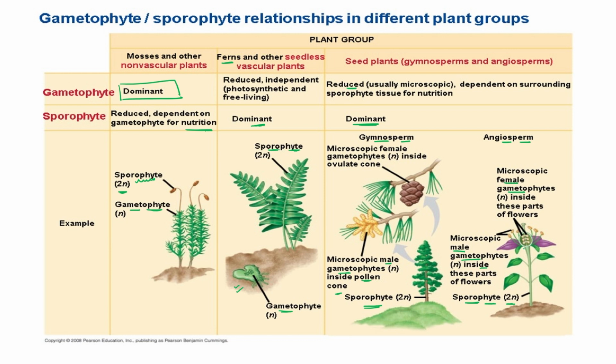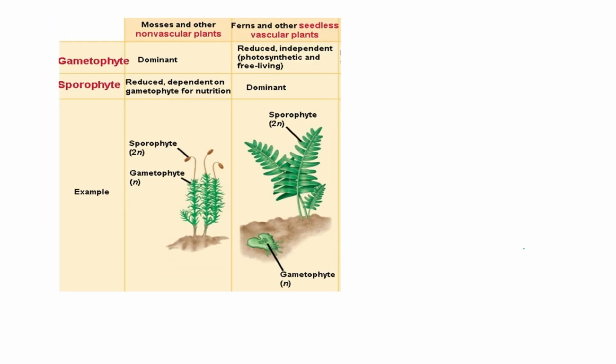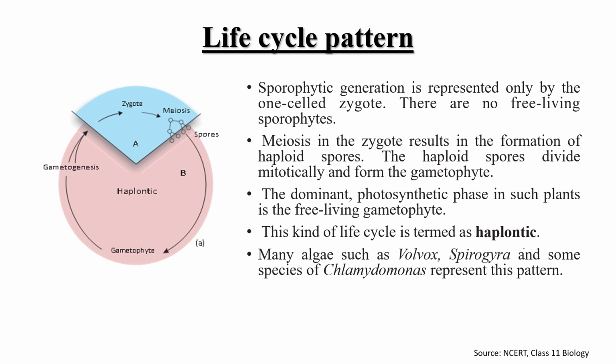All the forms come one after another, and this is the scenario from bryophyte to angiosperm, right? Now let's discuss all the types of life patterns one by one. Okay, so sporophytic generation is represented only by one cell form, like the zygote, in the haplontic life pattern, where the sporophytic generation is very tiny and takes very little time.